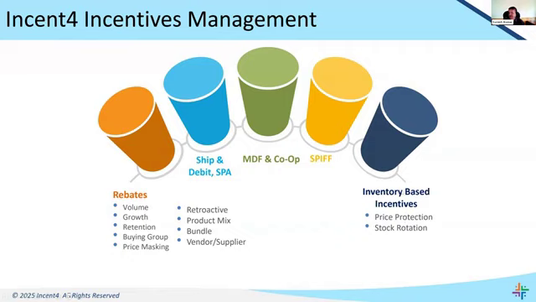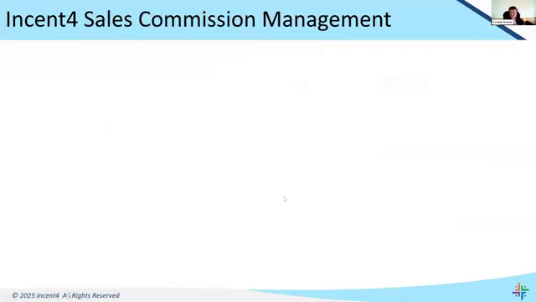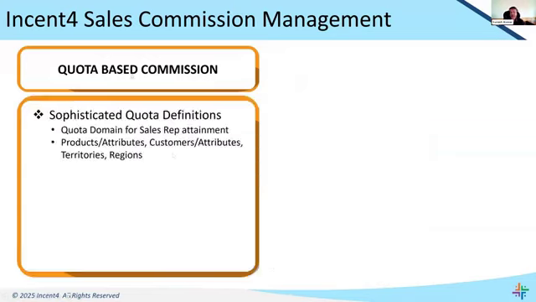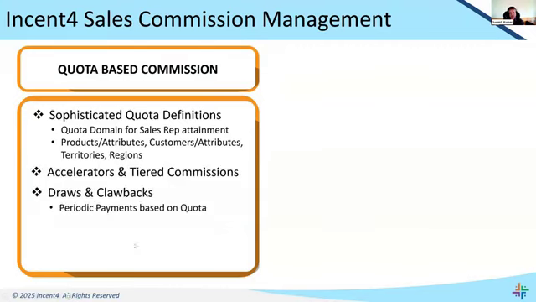And this is where the inventory reconciliation module can calculate correct inventory in the channel before you compute the price protection and stock rotation credits. And then we also have a sales commission application, supporting quota-based commissions with very sophisticated quota definitions. We call it quota domain. That sets your quota, which can be based on products or any attributes of the products or customers, territories, regions, etc., with accelerators and tiered commissions and draws and clawbacks.